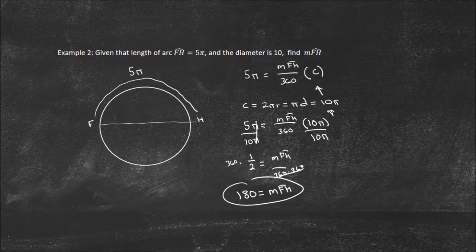And then also, I actually know the measurement of FH. This is really just making sure that we're really understanding what we're doing. Because this is a diameter, it's just going from end to end because it's a straight line. So this FH must be 10 as well because it is a diameter here. So hopefully that makes sense.